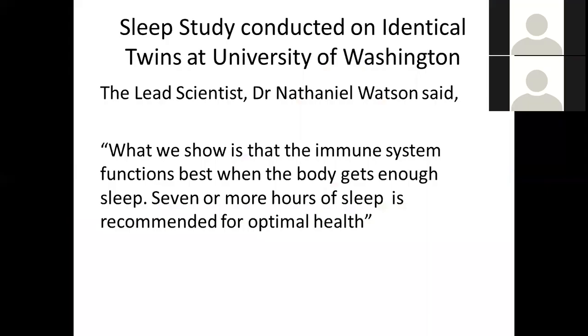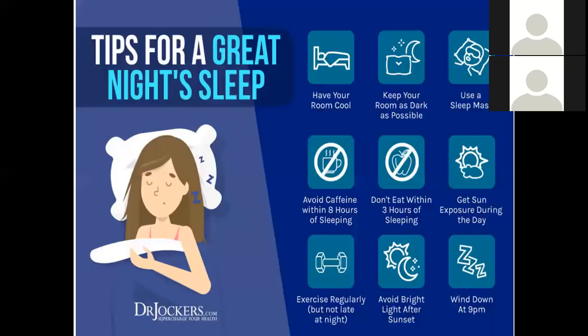So at our university a while ago, there was a sleep study that was done on identical twins. And this was at the University of Washington. And the lead scientist concluded this. He said that what we show is that the immune system functions best when the body gets enough sleep. And the optimal amount that they concluded was 7 or more hours of sleep is recommended for optimal health. So ladies and gentlemen, we need to relook at our sleep habits overall.